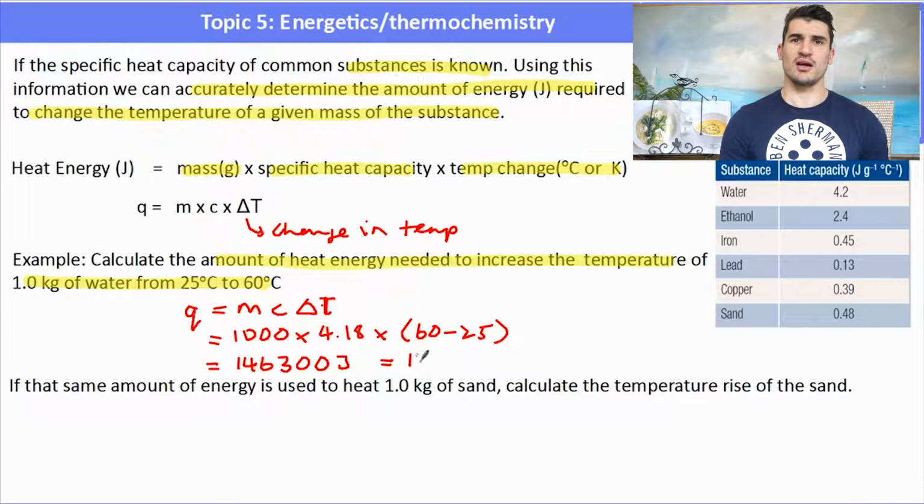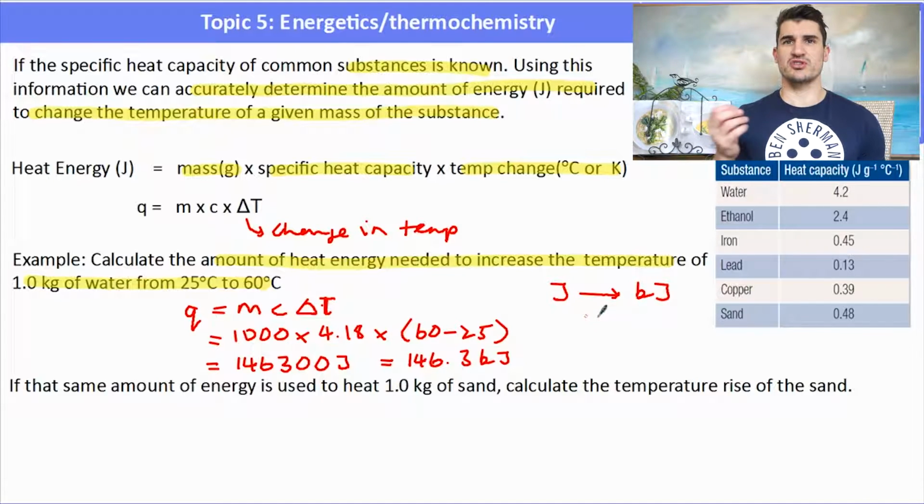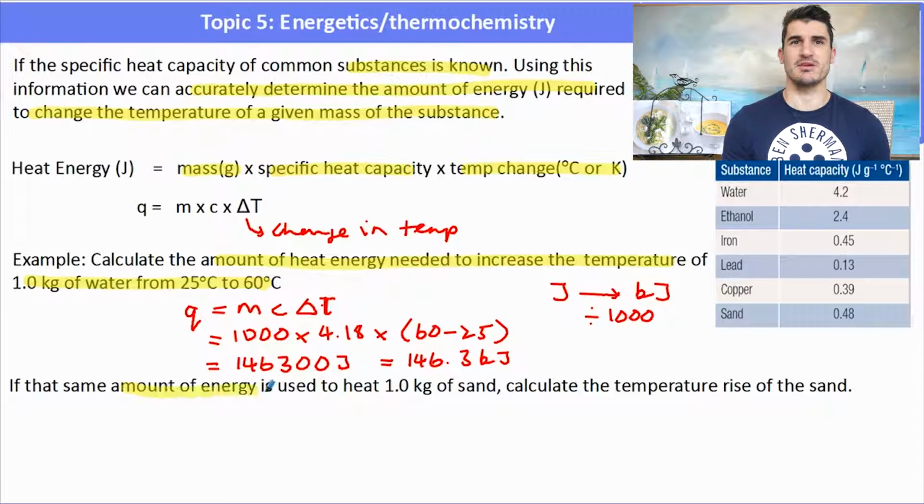Now, most of the time we would like to convert that to kilojoules. It's a lot more usable, so that would be 146.3 kilojoules. To go from joules to kilojoules, we want to divide by 1,000. Now, if the same amount of energy had been used to heat 1 kilogram of sand, what would be the temperature rise in the sand? And this will explain a little bit about that image of the monkey on the other page.